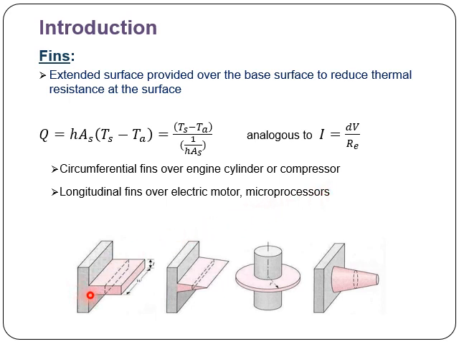There are different cross sections or types of fins. You can have a rectangular cross section, you can have a tapered fin, you can have an annular fin which is provided over the surface, or you can have a pin fin of tapered cross section or uniform cross section. These are some of the types of fins which are provided over the surface.